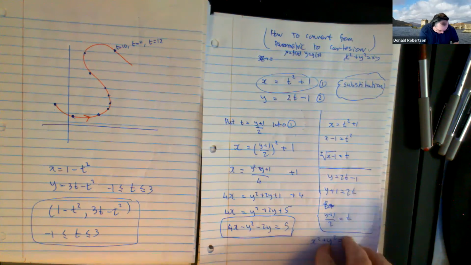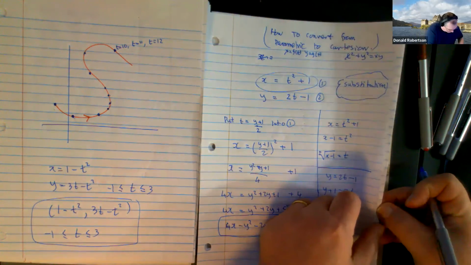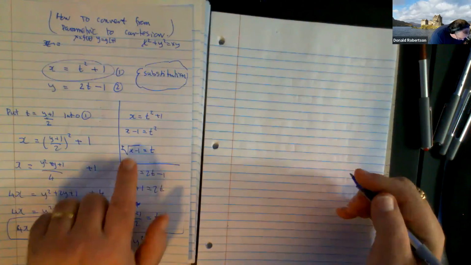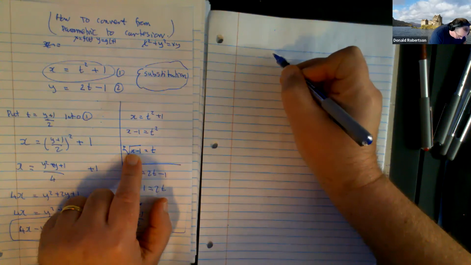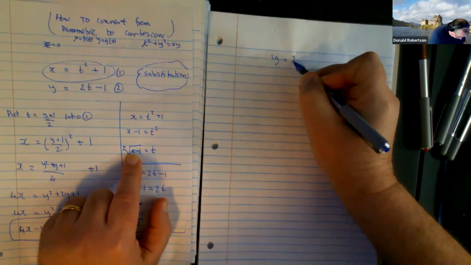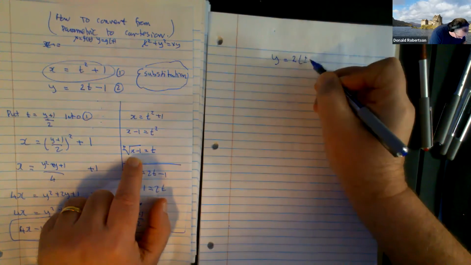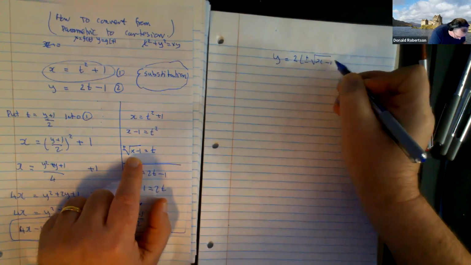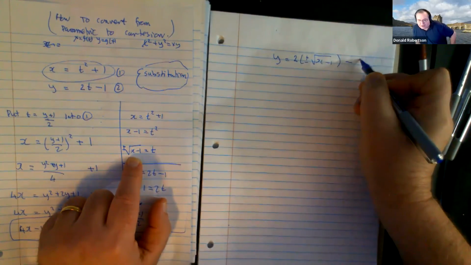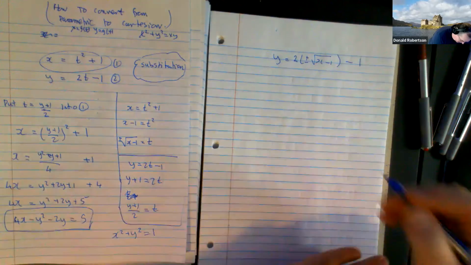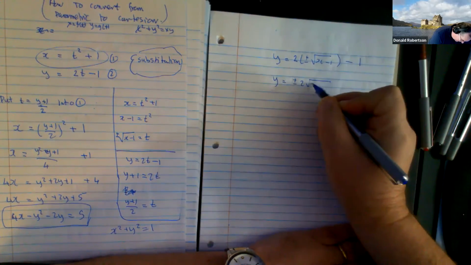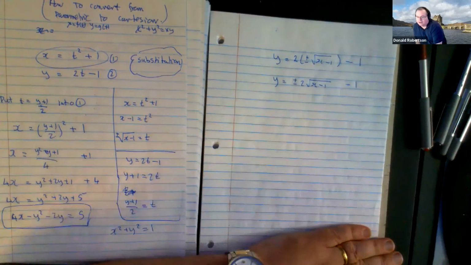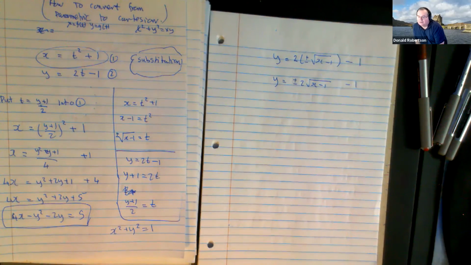Now let me return back to the first attempt, that one. If we used that attempt then, wouldn't y be 2 lots of plus or minus the square root of x minus 1, take away 1? Would you agree that that's a little bit clunky? But technically speaking, isn't it also correct? Agreed?